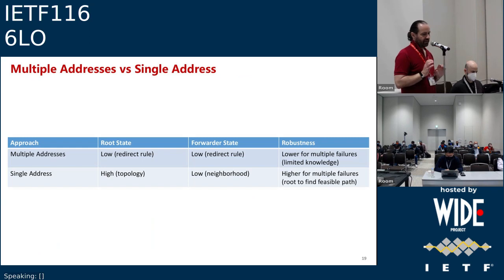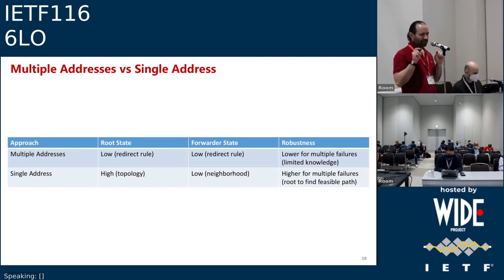So this is a very simple table in order to compare the two solutions a little bit. In the case of multiple addresses, the state that you keep in the root is low because you just have redirecting rules. So assuming that you don't have a lot of failures, you have few rules. Same thing in the forwarders.